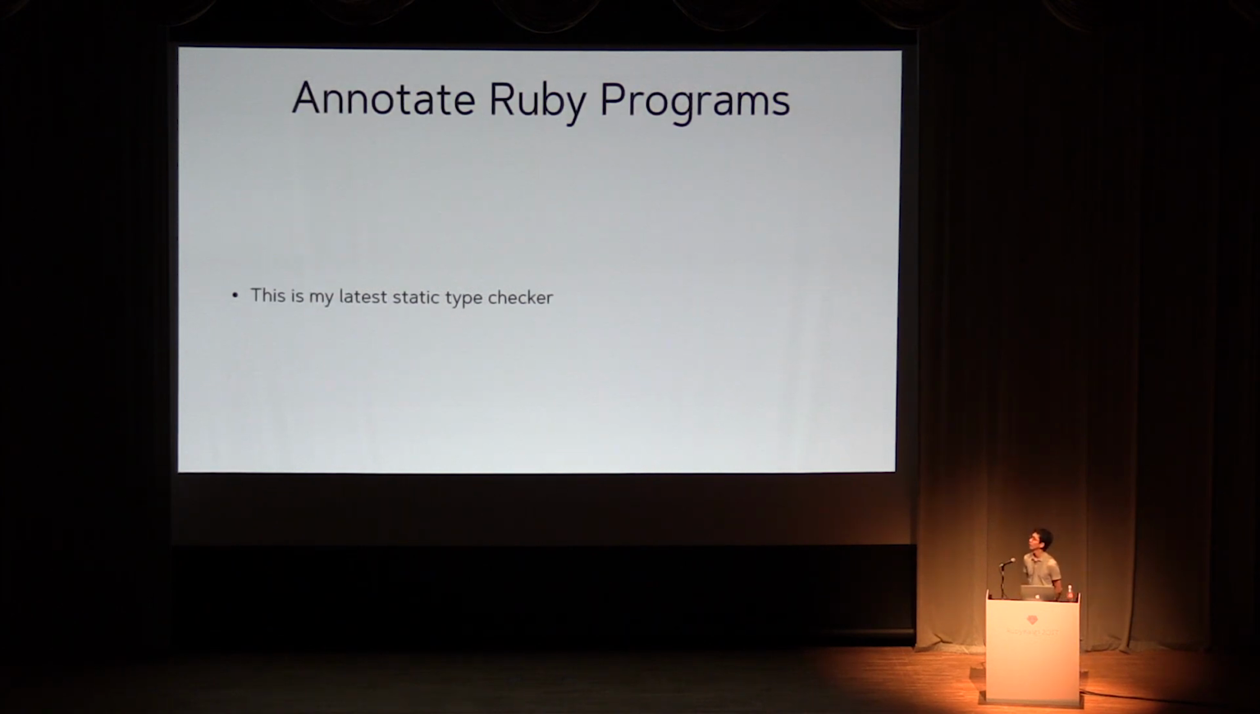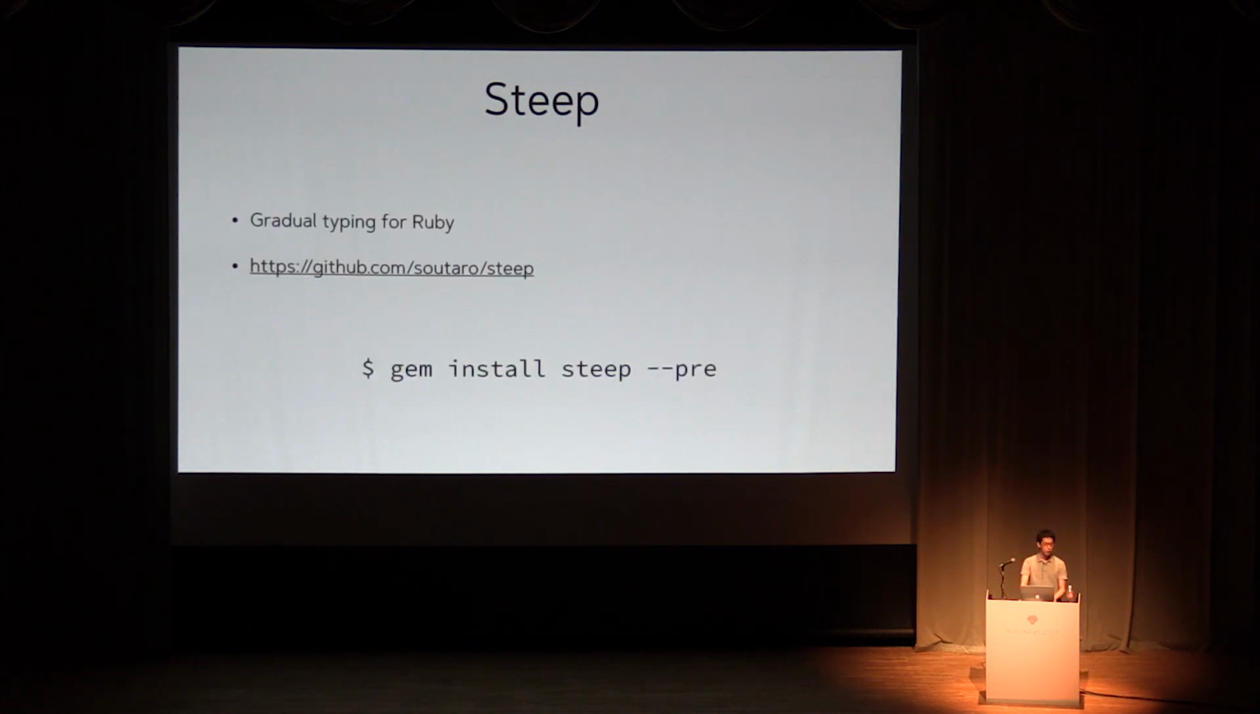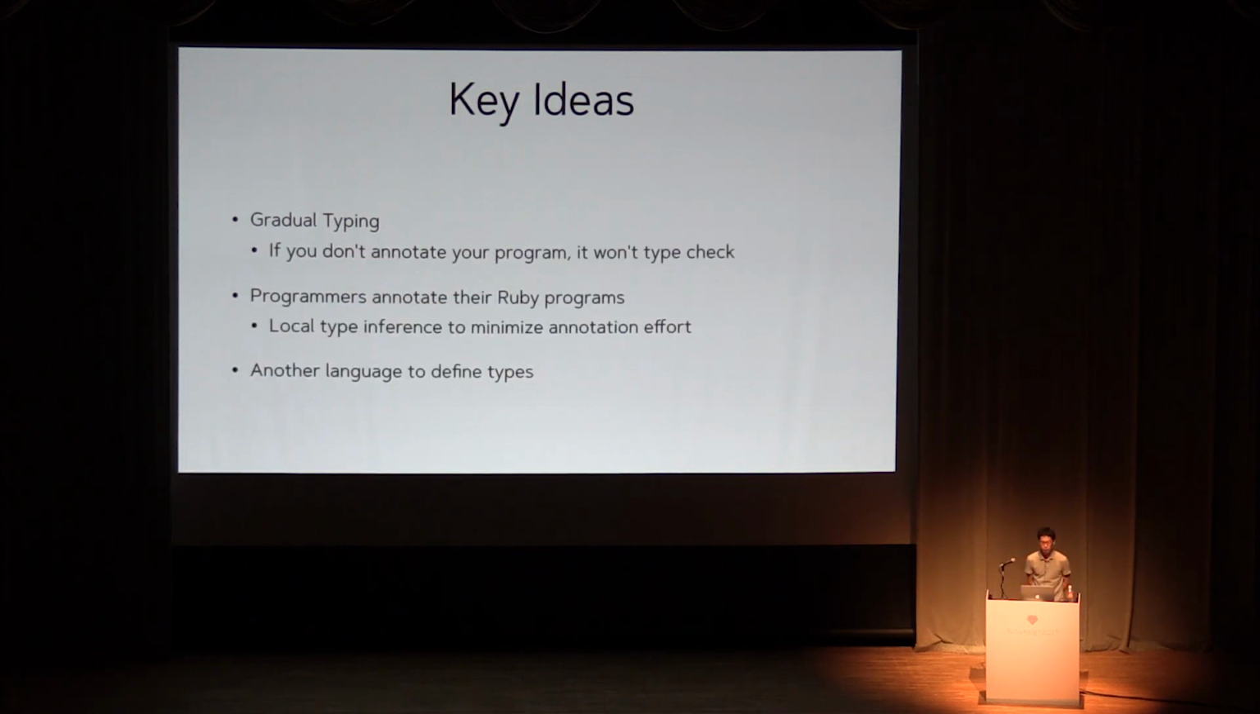And the third one is to relax the no-annotation requirement. This is my latest static type checker. I want to introduce my new type checker, Steep. It is available at my GitHub repository, and you can install it with RubyGems.